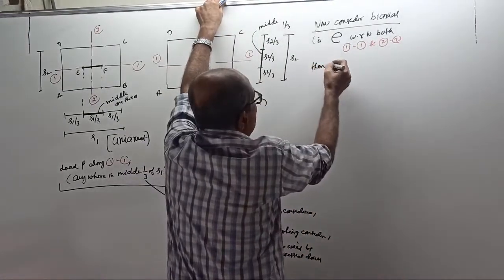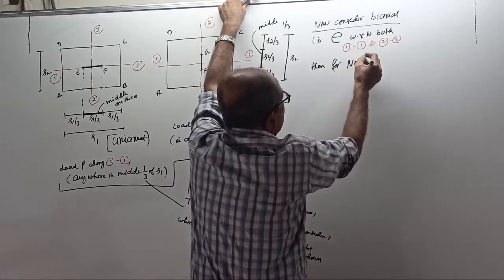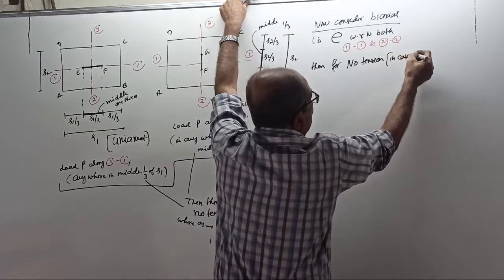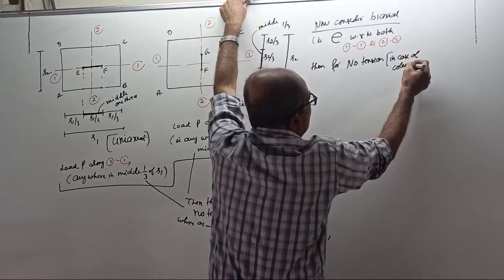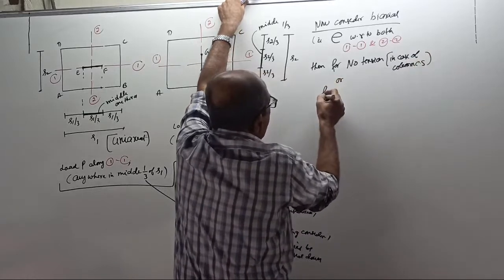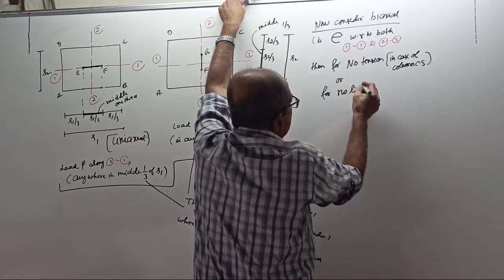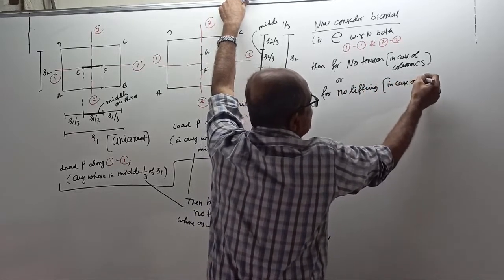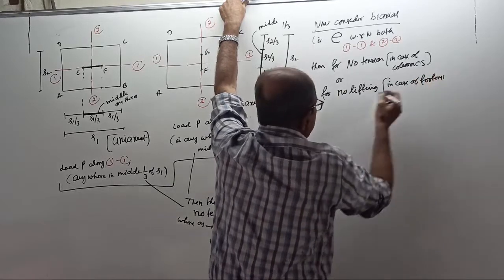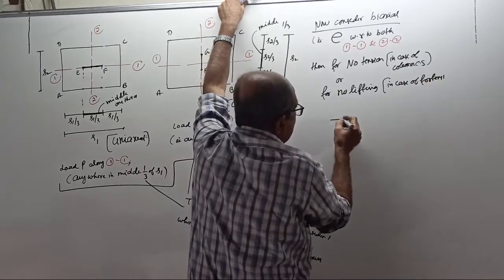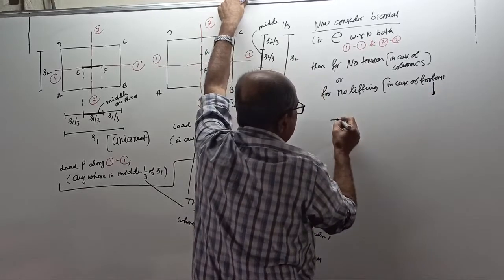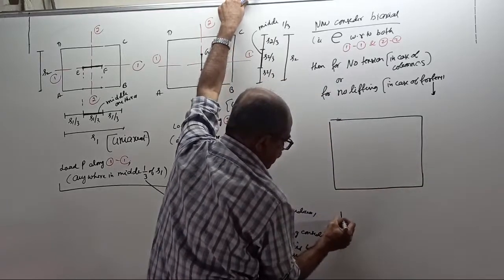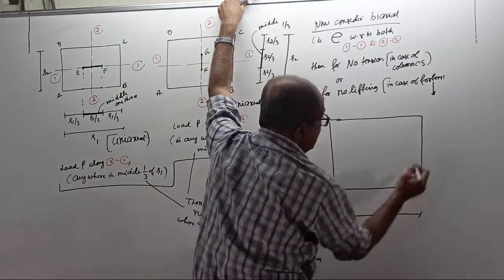Then for no tension in case of column cross section, or for no lifting in case of footing, tell the condition. Footing, I will put a sketch here. See, then continued further. Statement continued. See, what you do is, this is your S1. This is your S2.